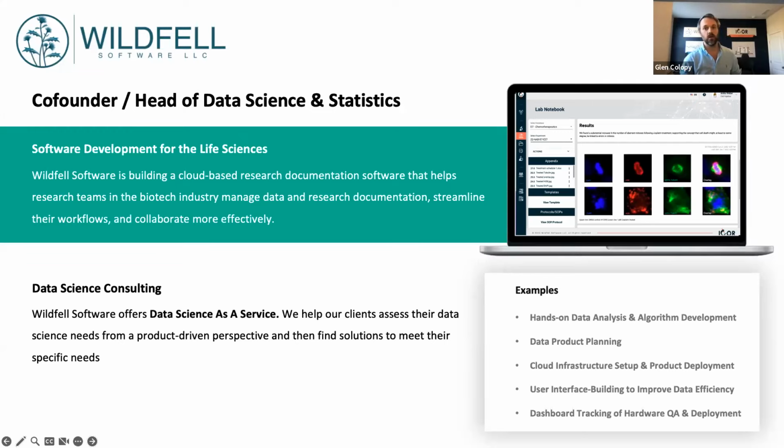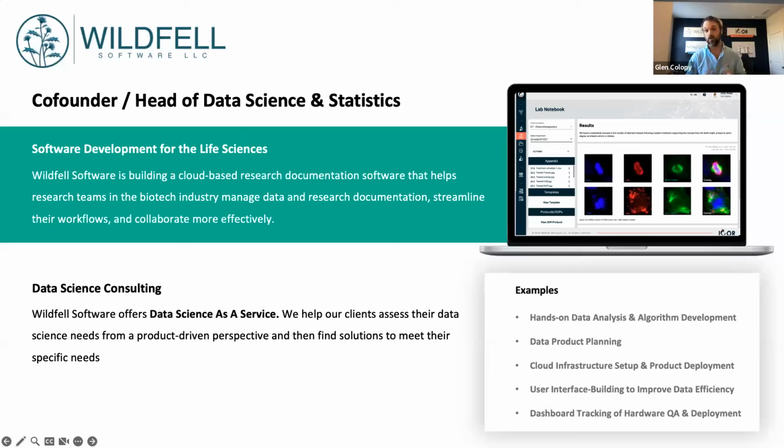But basically we have two sides to this. We develop our own software that we sell, and I think that's important because many people in the data science field tend to be several degrees separated from the actual product of the customer that their company is facing.